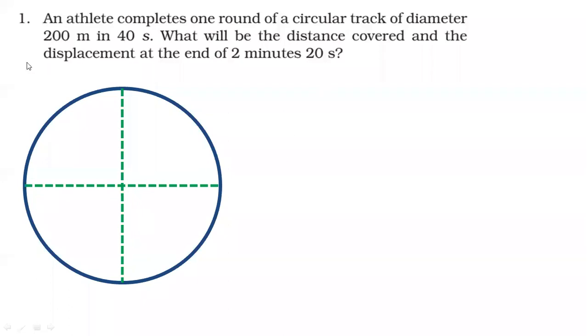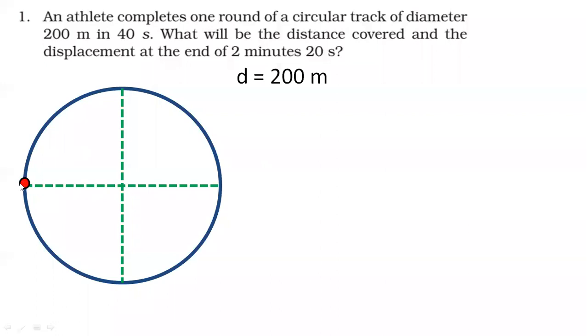Now, what is the diameter? 200 meter, right? In 40 seconds. So let us start. Let us say that the starting point is this. The diameter of this circle is 200 meters. So the athlete is going from this place, and in the clockwise direction it is moving. Now what is the diameter of the circle? That is given in the question, 200 meter. What would be the radius? Radius would be half of this, that is 200 by 2. How much would the radius be? 100 meter. Half of 200. What else is given?